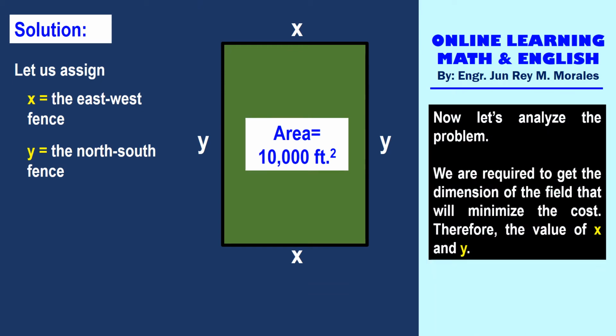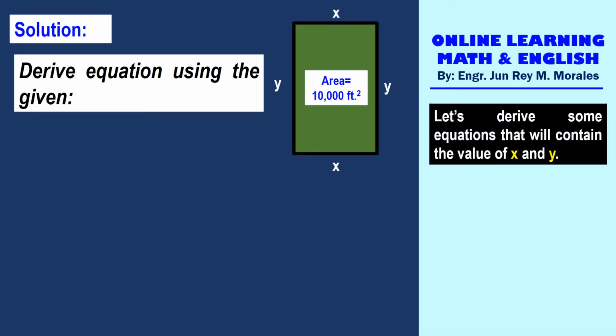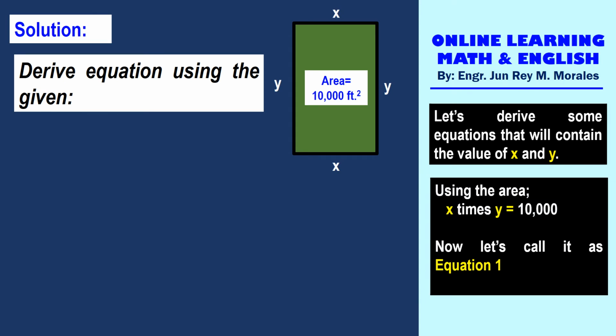Now let's analyze the problem. We are required to get the dimension of the field that will minimize the cost. Therefore, the value of x and y. Let's derive some equations that will contain the value of x and y. Using the area, x times y is equal to 10,000. Now let's call it equation 1.